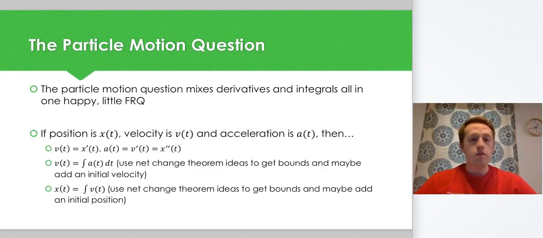So something you need to remember, let's just say position is called x of t, velocity is v of t, and acceleration is a of t. Then v of t, the velocity function, is the derivative of position. Acceleration is the derivative of velocity, which means it's the second derivative of position. To go from acceleration to velocity, you do an integral. To go from velocity to position, you do an integral.